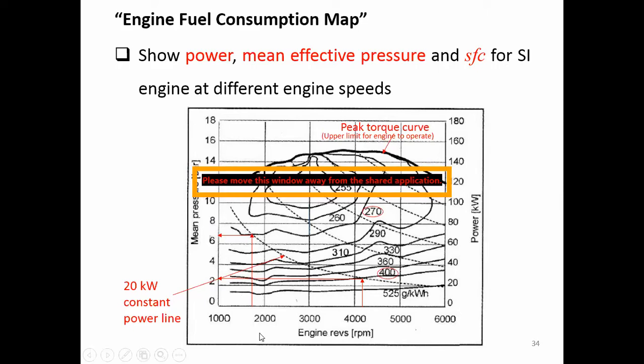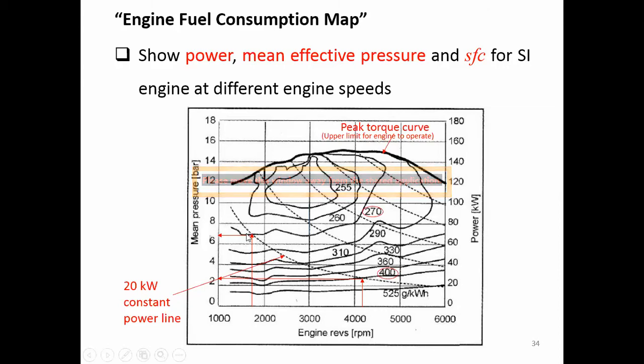And if you run your engine at higher speed, let's say about 4200, 4300 here, and your engine produces about 2.8 mean effective pressure, you can also get 20 kilowatt out from your engine. The difference between these two conditions is the SFC, which will tell you how wisely you run your engine.